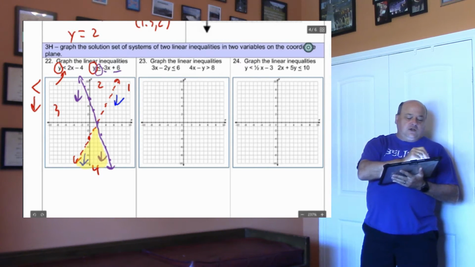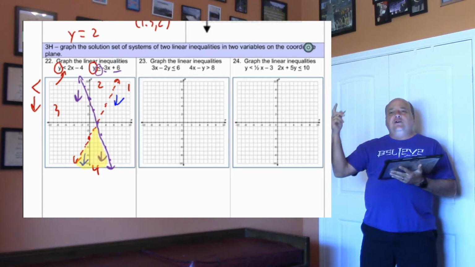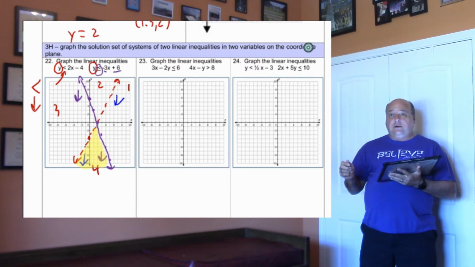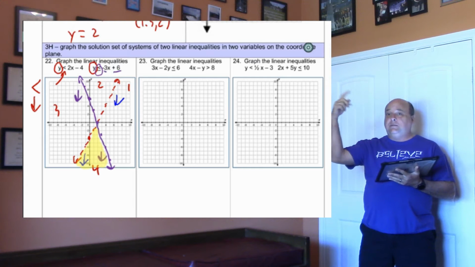Go to the next one, number 23. Find your intercepts if it's in standard form, or get one of the intercepts and the slope. We'll do both ways, okay?